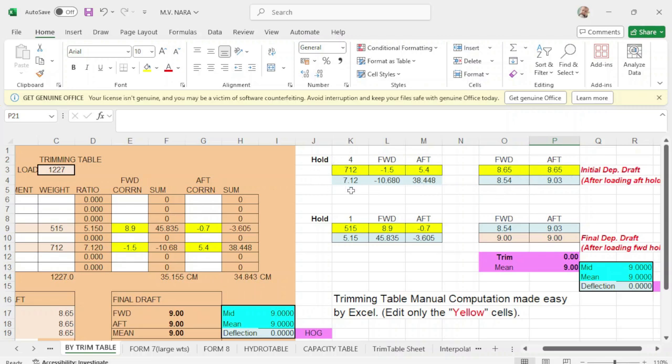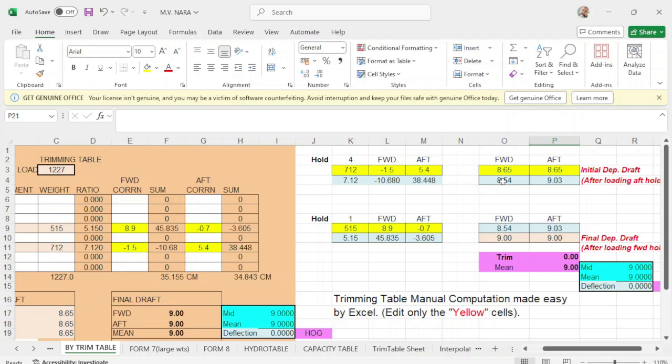So once you are finished loading 712, this will be your final drop after loading your hold number 4. So your drop forward will be 8.54, your up drop will be 9.03. So next you will load in hold number 1. The cargo is 515. Forward correction number 1 is 8.9, and your up correction is negative 0.7. Once you have loaded this one, this will be your final drop of 9 meters.